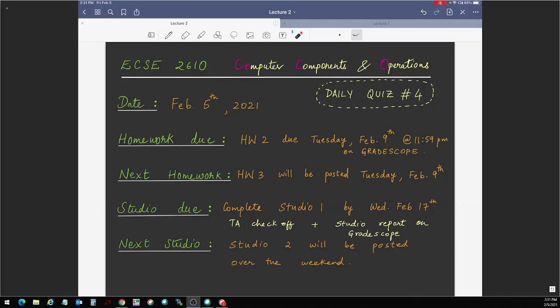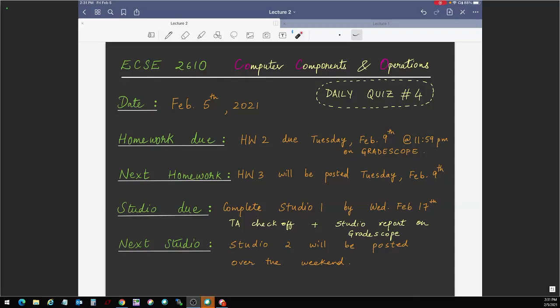Now, in terms of studio, it looks like several of you have already completed Studio 1, both the TA checkoff as well as the studio report submission on Gradescope. That's due Feb 17th, so you still have some more time to complete that. But I want to emphasize that every student needs to do this, and both things are required, right? So without a checkoff, your Gradescope submission would be considered invalid. So make sure that you complete both those things.